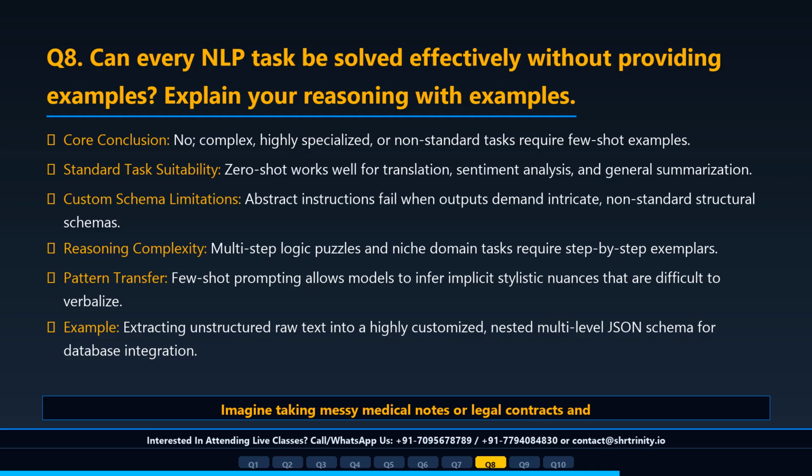Imagine taking messy medical notes or legal contracts and converting them into a deeply nested JSON structure with specific key names, data types, and required array structures. Explaining a complex nested JSON schema purely in narrative text instructions creates extreme prompt complexity and frequently leads to missing keys or invalid syntax. However, if you switch to few-shot prompting and provide 2 clear examples showing the exact raw text alongside its target JSON output, the model easily infers the implicit mapping rules.